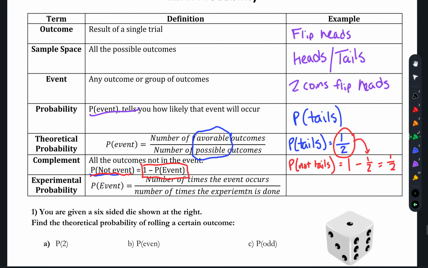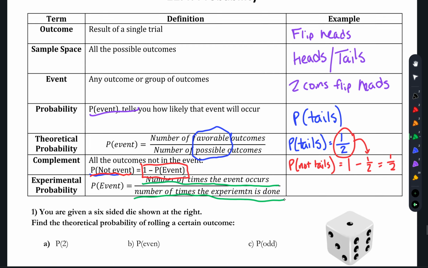And then the last one that we're going to talk about on the next page is experimental probability. And this is similar to the theoretical probability where we're doing favorable outcomes over possible outcomes. But instead of just the total number of favorable outcomes here, we're actually going to test the event. Okay, we actually do some kind of experiment or test where we can calculate the exact number of times that the event occurs and then the number of times that we did the experiment in total.